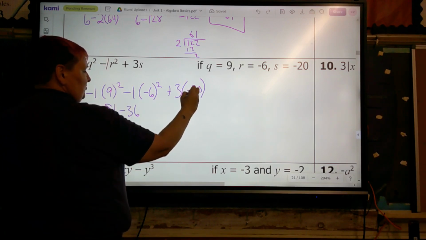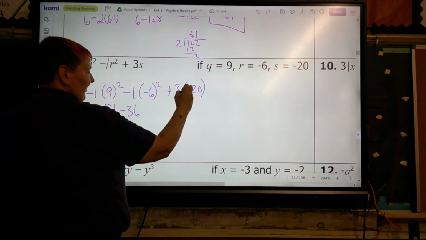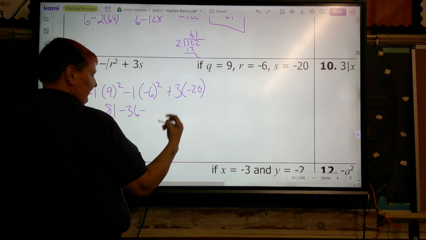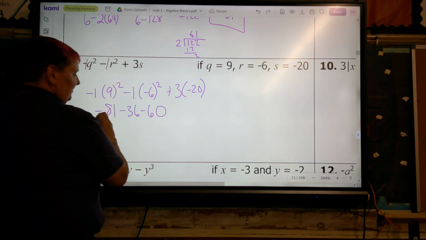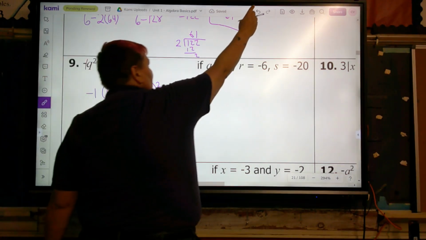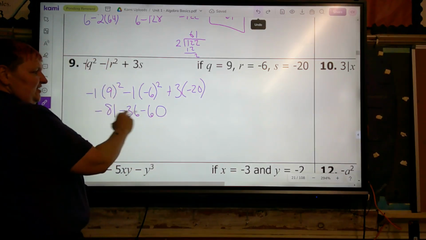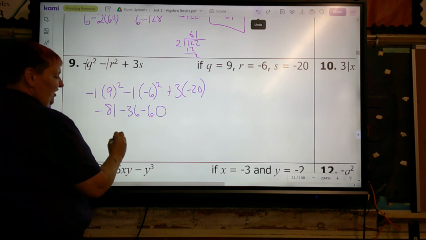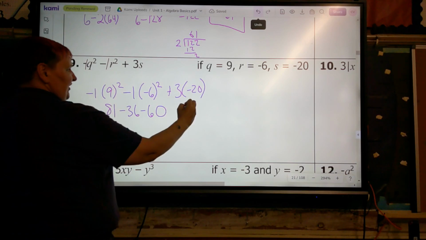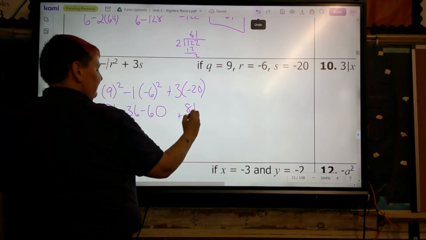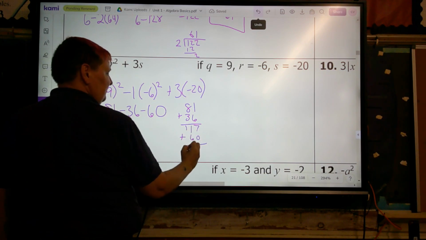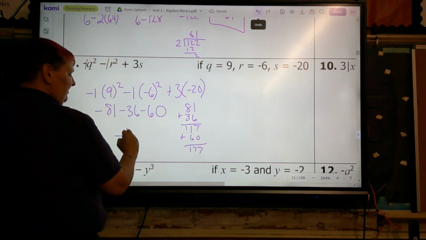This is 3 times negative 20, which is 60. We know it's going to be an odd number of negatives, so negative 60. All three are negative. They have the same sign, so we're just going to add them together and keep the sign. We know our answer is going to be negative. Then we have 81 and 36, which is 117, and then we add 60, so 177. So negative 177. Just like that.